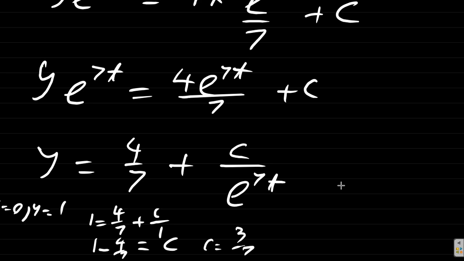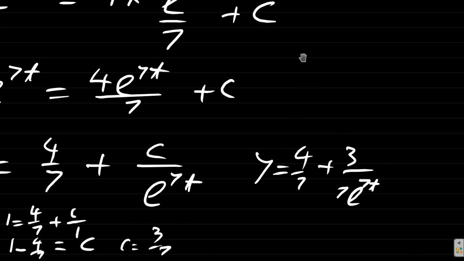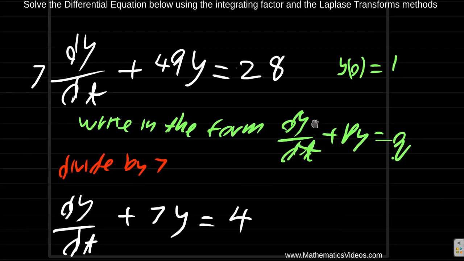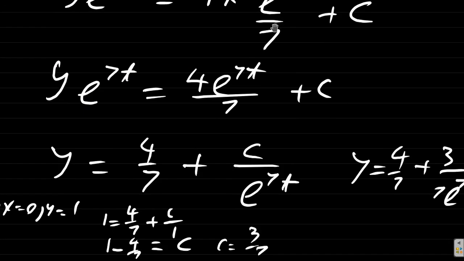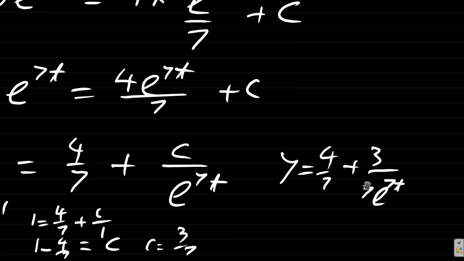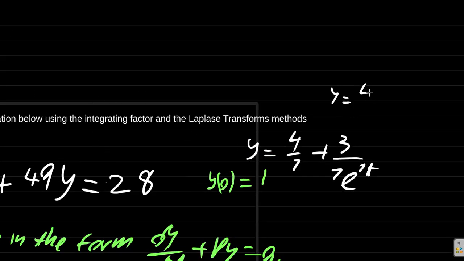Alright? So the result we would get is that y is equal to 4 over 7 plus 3 over 7 e to the 7t. Let me write it up here. y is 4 over 7 plus 3 over 7 e to the 7t. And the general solution was y equal 4 over 7 plus c over e to the 7t.